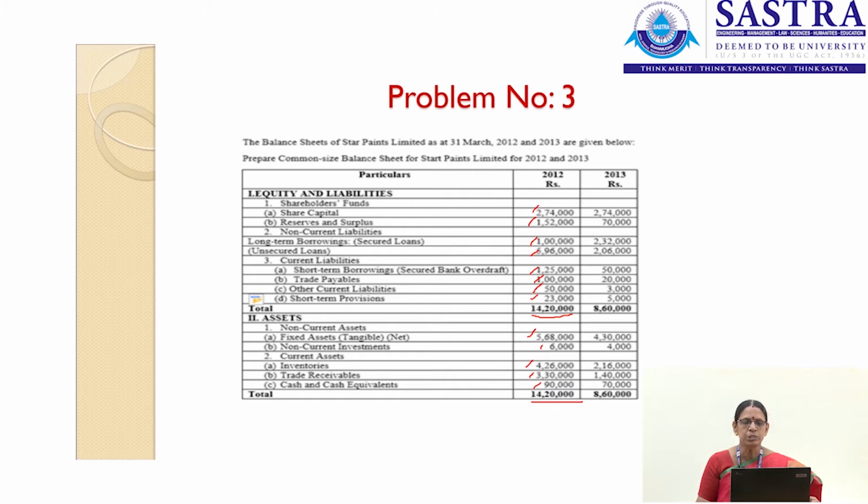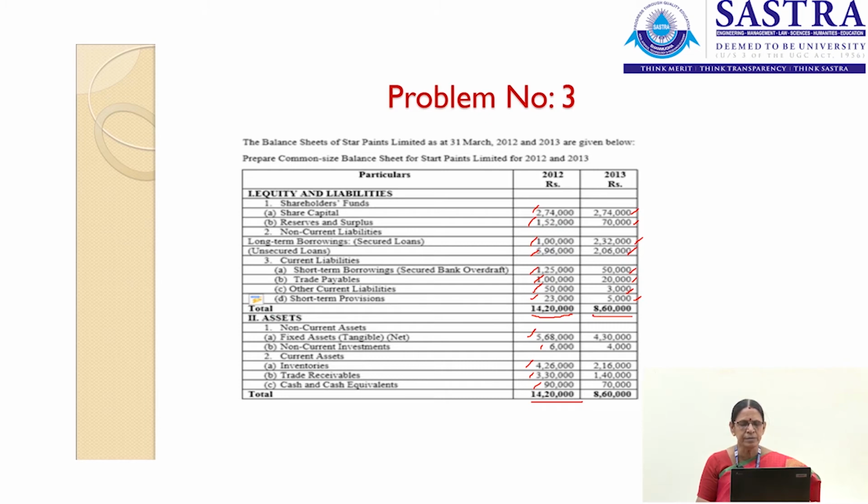The same way for 2013, we have shareholders funds 2,74,000, reserves and surplus 70,000, then non-current liabilities, that is long-term loans, is 2,32,000, all your secured loans, namely it may be the debentures. Unsecured is 2,06,000, then short-term borrowings we have secured bank overdraft is 50,000, trade payables is 20,000, other current liabilities 3,000, short-term provisions as 5,000, total of the balance sheet is 8,60,000.